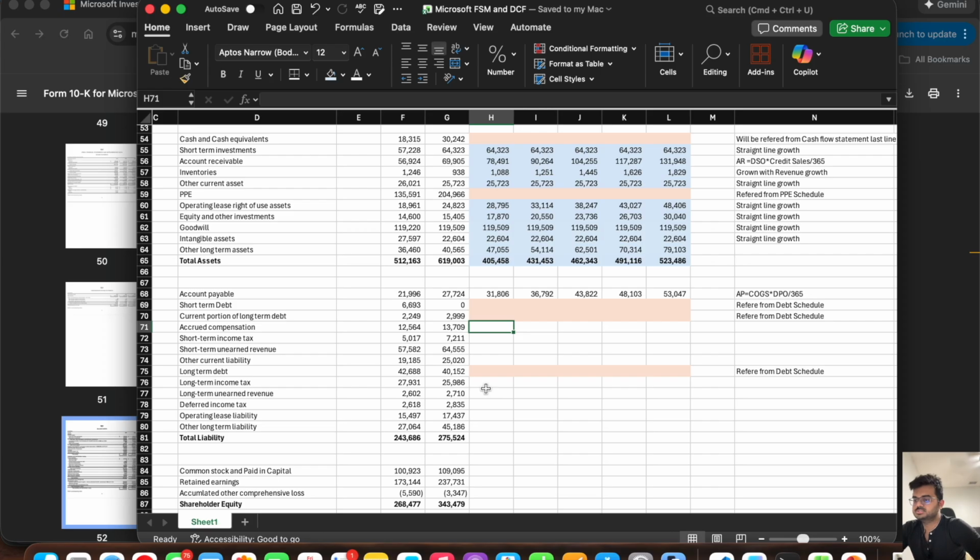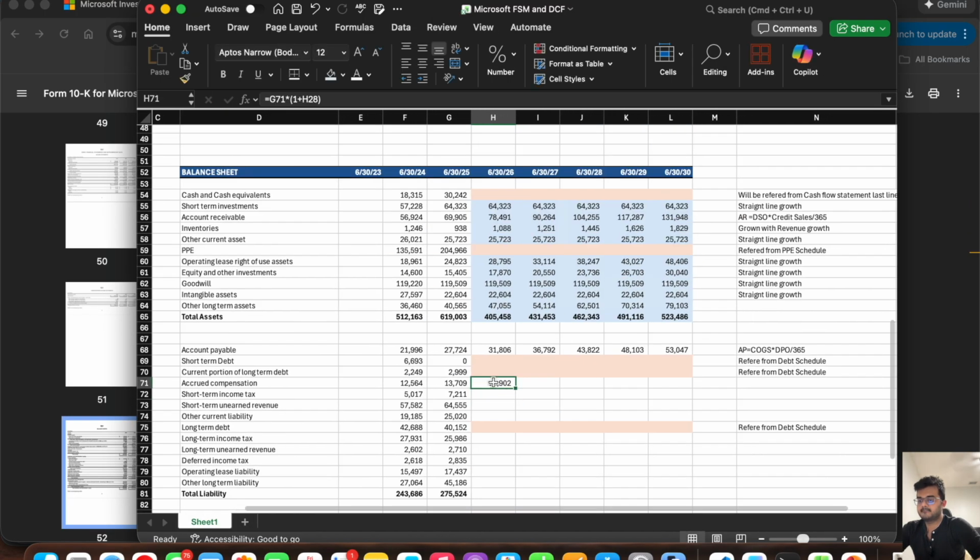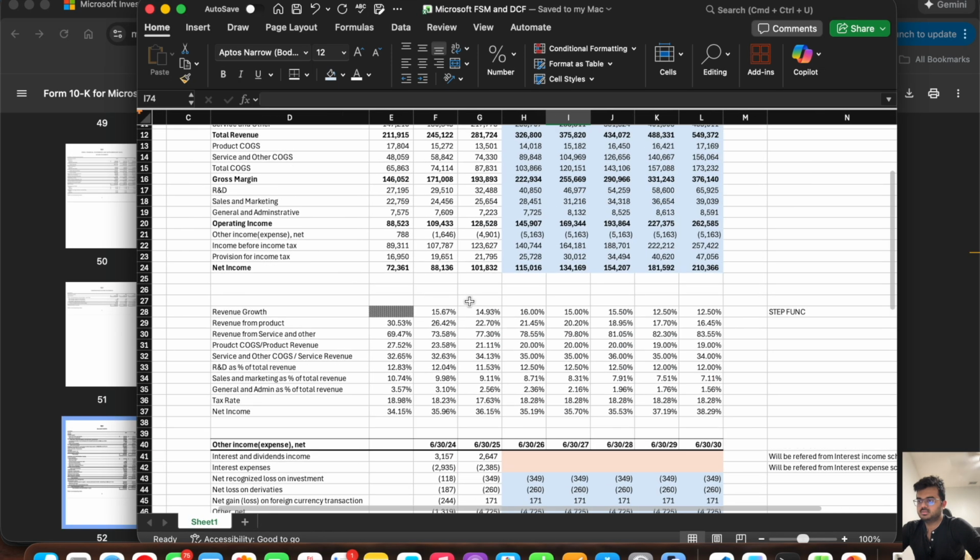Okay. Next one is accrued compensation. This is nothing but the expense which needs to be paid to the employees of the company, but Microsoft hasn't paid it as of now. I think as the business grows this number will also increase. I would assume this number will grow by the revenue growth which we have calculated. So what I would do is multiply it with revenue growth here. Okay.